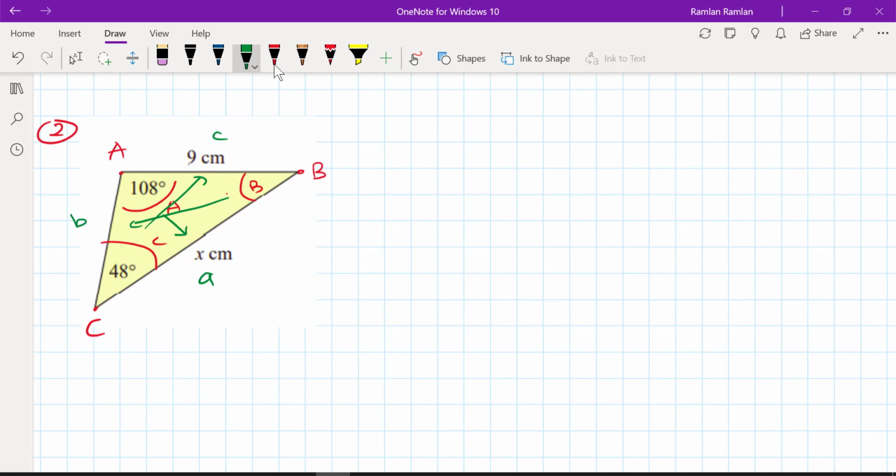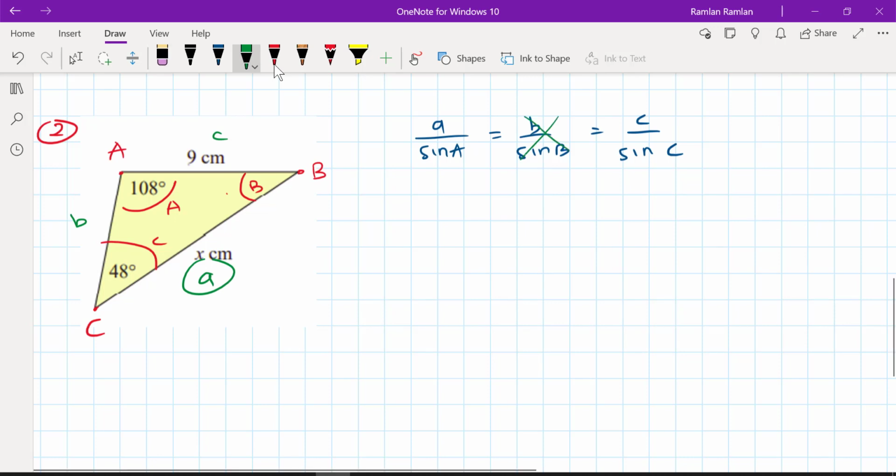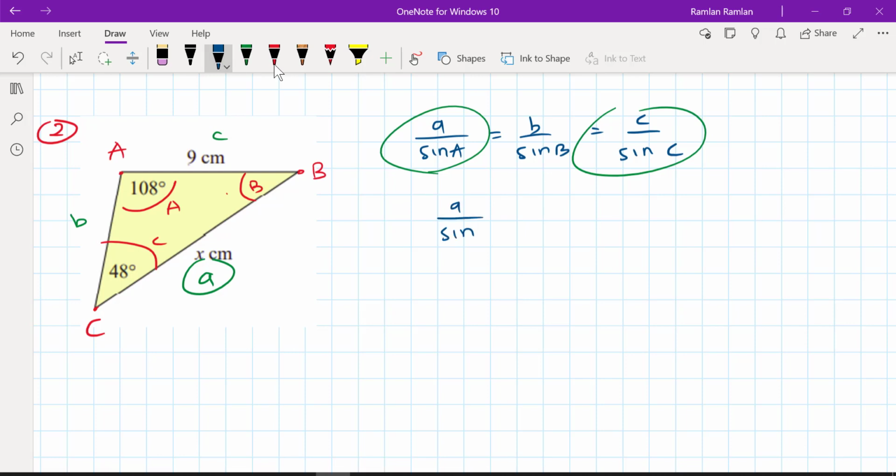Okay, so from the previous example, we know that if you want to find this side over here, we can use the sine rule. So we can use a over sine A equals b over sine B equals c over sine C. As you know, what we want to find is the side length a, and what we know is the angle C and also the side length c. So we don't need this one, the b, we don't need it. I'm just going to use the a and the c, this one equals to this one. So I'm going to rewrite the formula again: a over sine A equals c over sine C. We don't need the b.